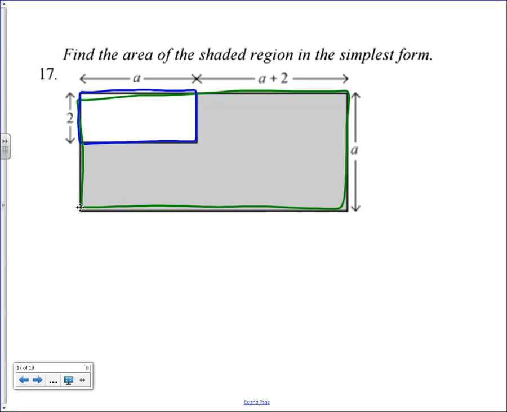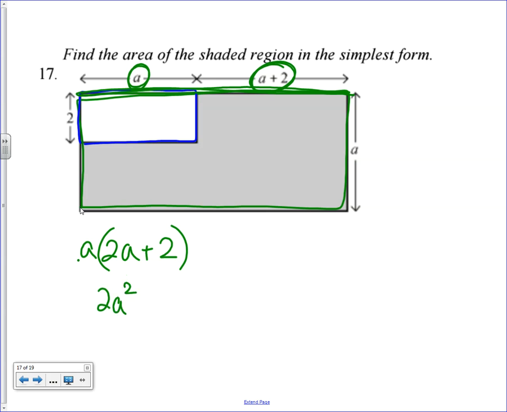Length times width, right? Well, my length would be this part up here, wouldn't it? Do you see how this part is A and this part is A plus 2? What would you do with those two things to get the whole length? You would add them. If you add them, what is A and A? It's 2A. If I'm adding them, it's 2A. And then you have the plus 2 for your constant. Is everybody all right with that? What is the width of this thing? So what are you going to do with those two things? Yep. So A times 2A is, there's your second, and A times 2 is, that's my big rectangle.